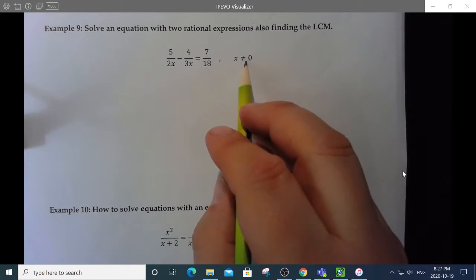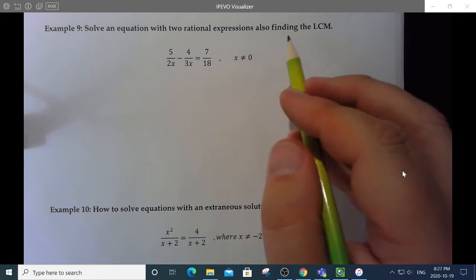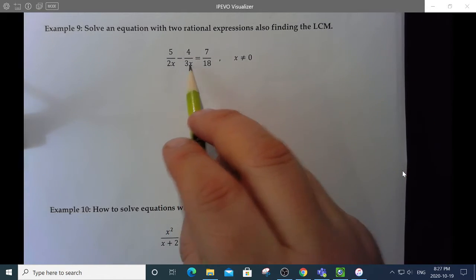Number 9. And once again, they're being nice. They're telling us the NPV, so we don't have to find it. But again, we have to find the LCM. So what is the LCM here?